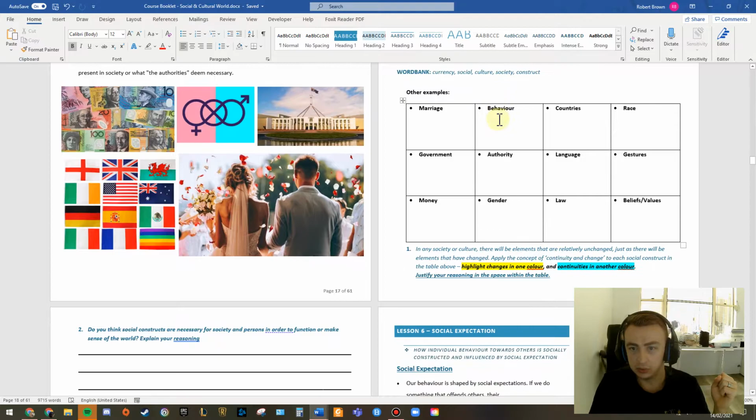Next, I've got some other examples of social constructs here. Some we've gone through in our brief explanations, but I'll go through any that I don't think we will. So marriage is fine.